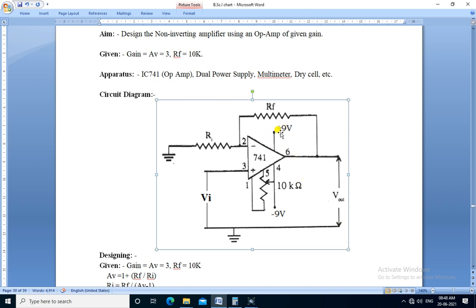The plus VCC of plus 9 volt is connected to pin number 7 and minus VEE, that is minus 9 volt, is connected to pin number 4.